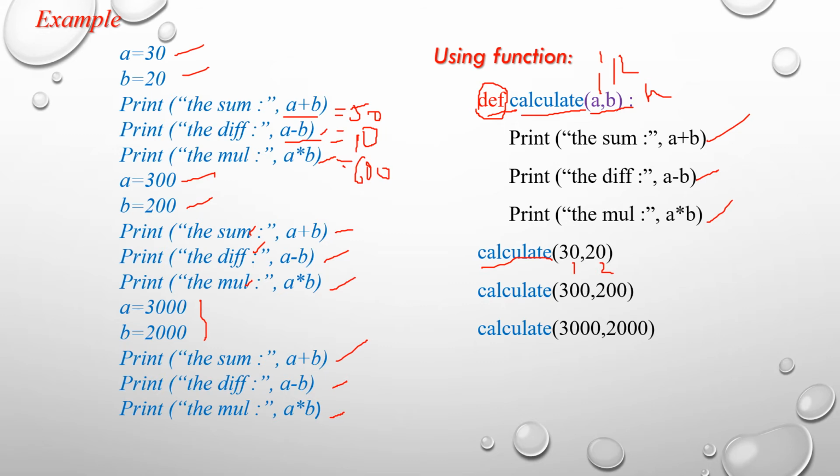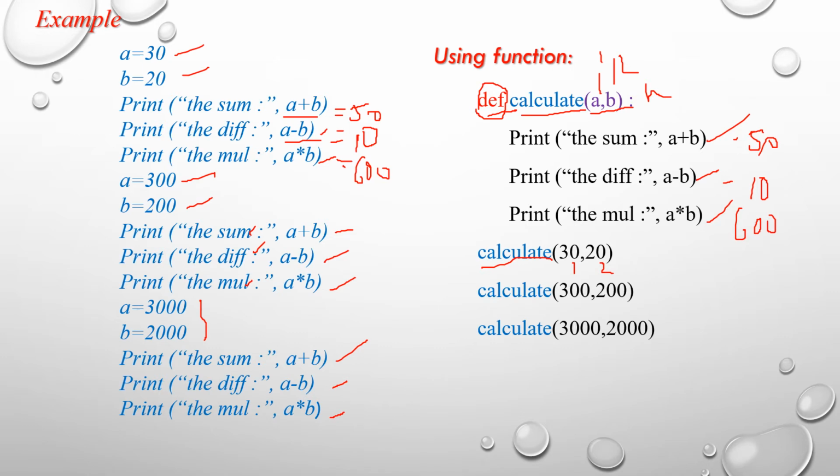If you execute this, we get the sum value here. So sum is equal to 30 plus 20. Here we get 50, and here the subtracted value is 10, and here we get the product value 600.